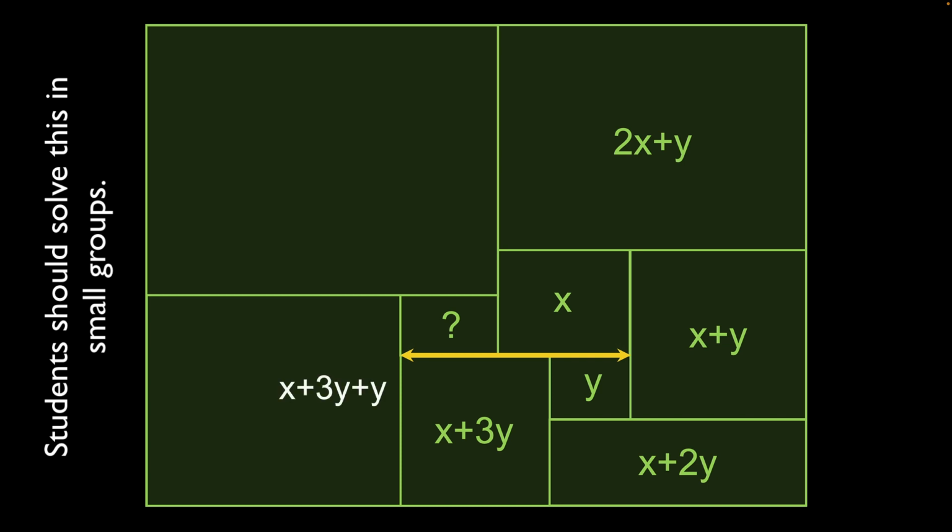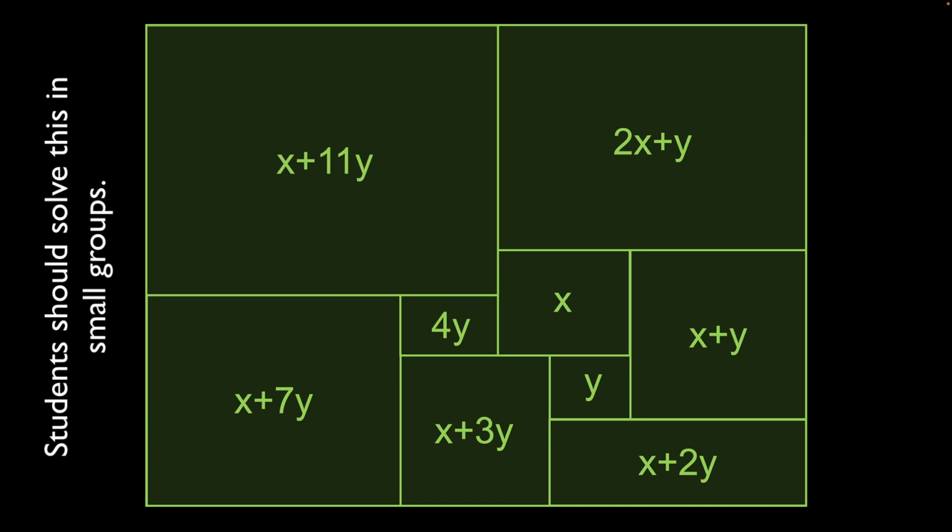It's that this line is x plus 3y plus y at the bottom. And at the top, it's question mark plus x. So what is question mark equal to? Well, it's got to be 4y. There we go. Okay. Now we can keep on going and finishing it off.